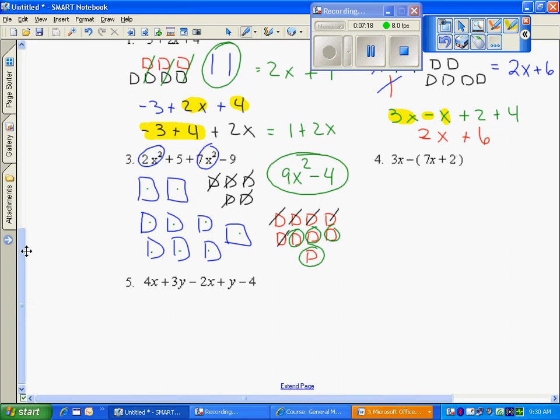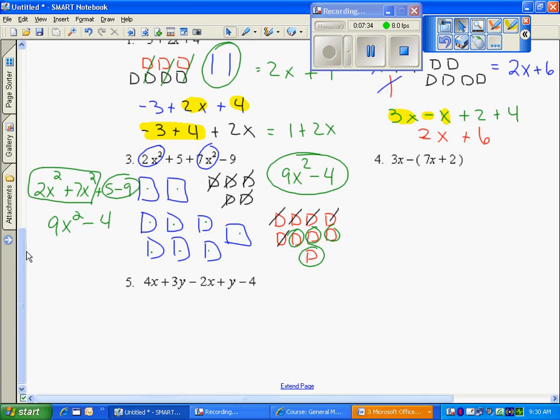Using my commutative property, I could have switched the 7x squared with the 5, combined my squareds, combined my singles, and gotten the same result.